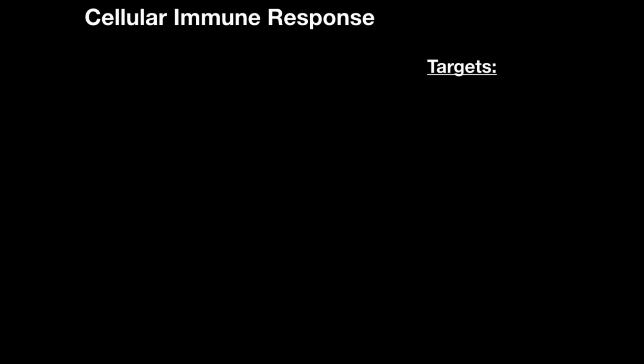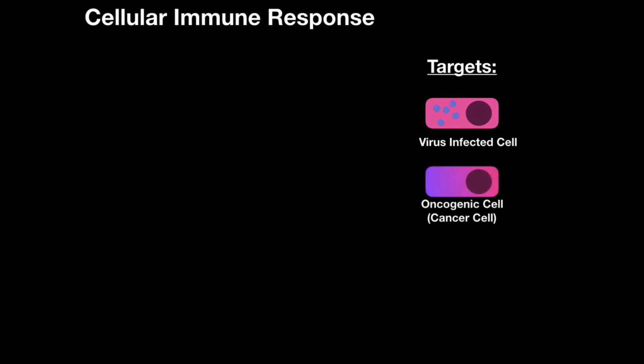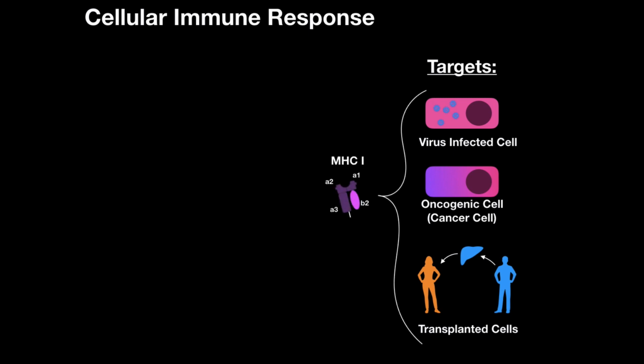Now which cells are their target? First one is obviously going to be cells that have been infected with an intracellular microorganism. Also could be oncogenic cells or cancer cells. And also can be transplanted cells that are not initially yours. Now, why are all of these three the target of your cellular immune response? The answer is the MHCI.